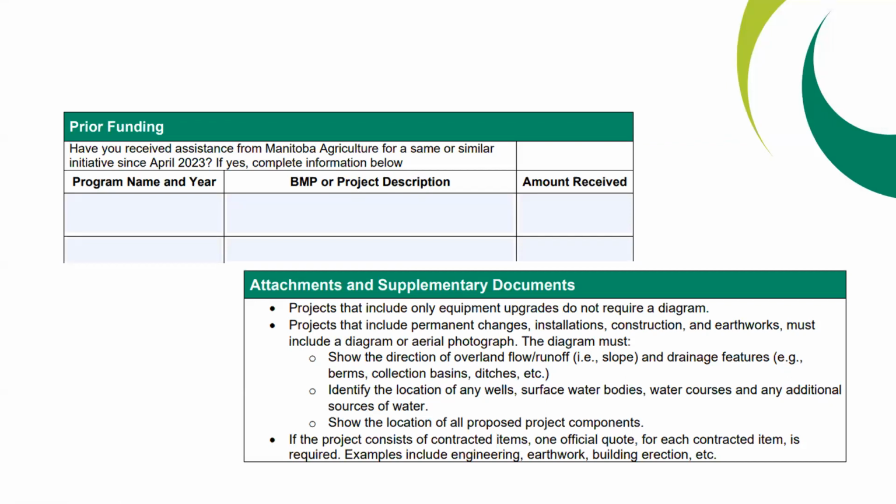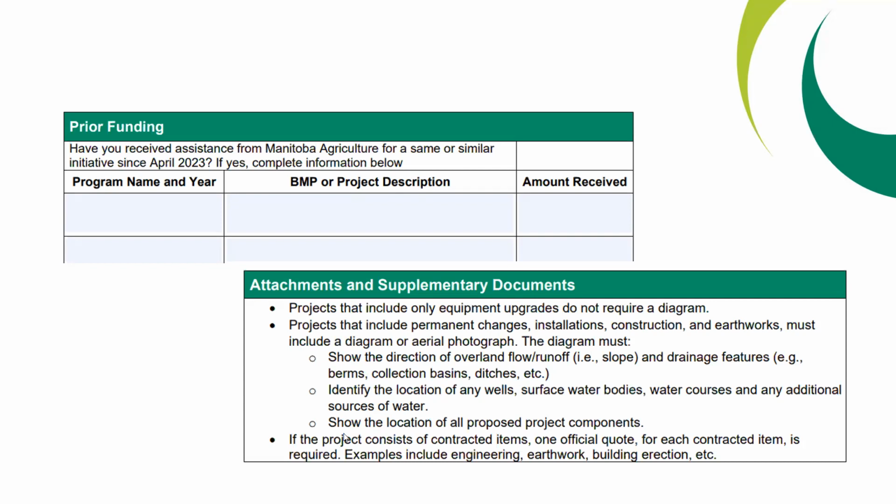If you do want to include a diagram, or if it's required, and also for any projects that include permanent changes, installations, construction and earthworks, for example, you must include a diagram or an aerial photograph. The diagram must show these three things: the direction of overland flow or runoff. You must identify the location of any wells, surface water bodies, or water courses, and any additional sources of water. And you also must show the location of all proposed project components.